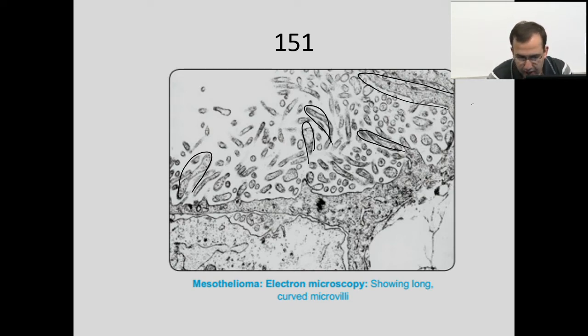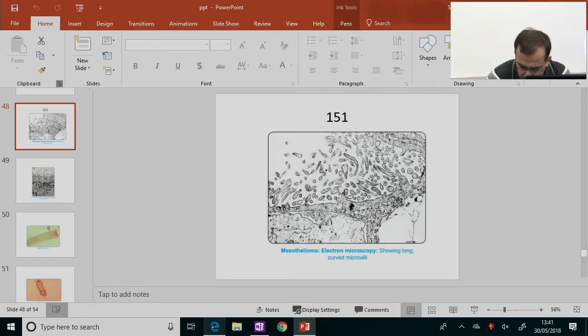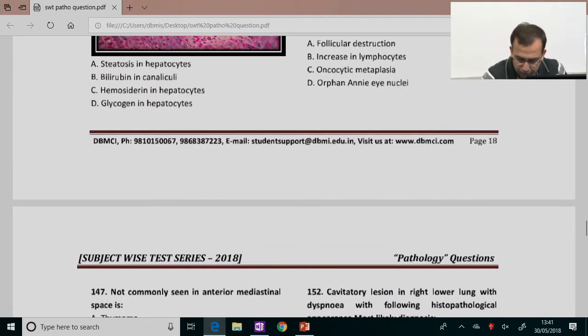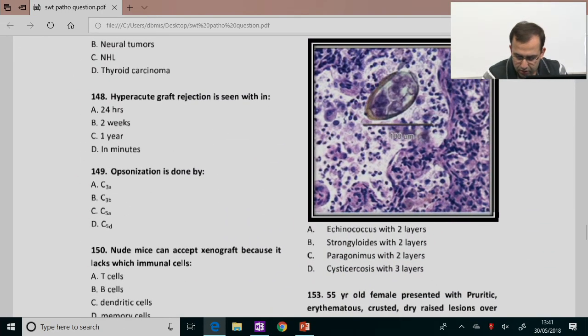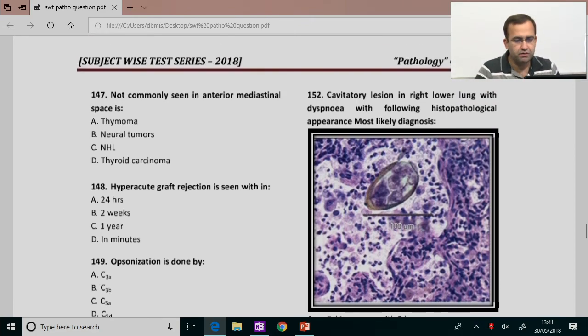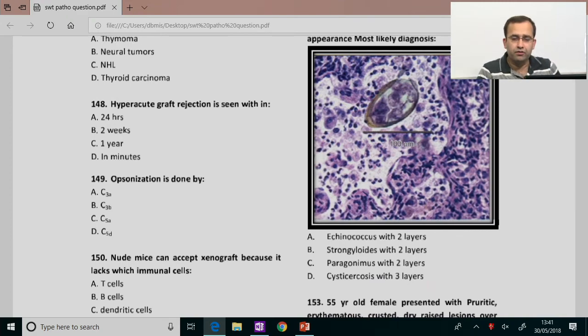Next, this gets us to the next question, that is question 152. Firstly, cavitary region, right lower lung, following appearance. Nothing to be discussed in this. Have a look at the image.